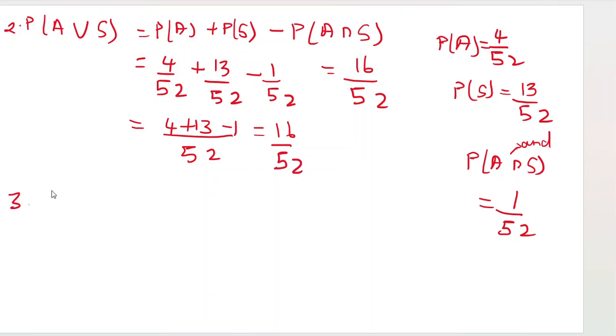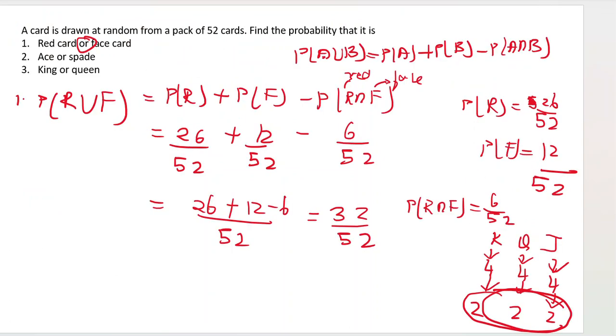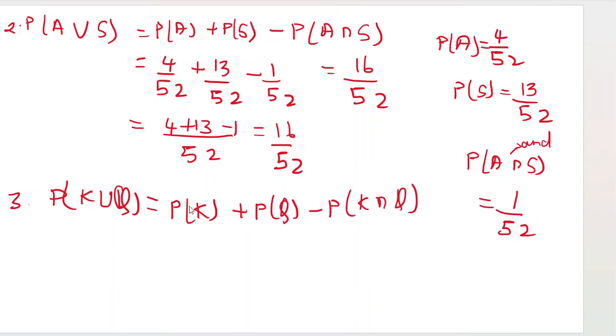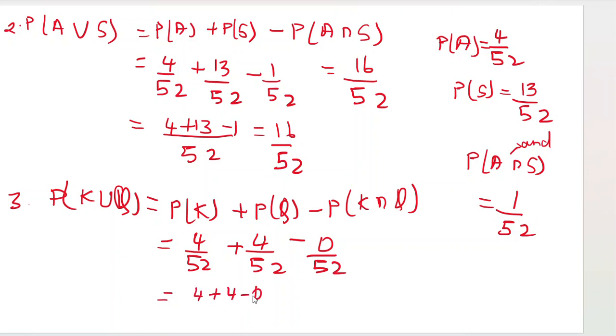Similarly, we do the third question, which is king or queen. So probability of king or queen is equal to probability of king plus probability of queen minus probability of king intersection queen. There are 4 kings, 4 queens, total cards are 52. A card which is both king as well as queen is not possible, therefore we write 0 upon 52. So we get 4 plus 4 minus 0 upon 52, which is 8 upon 52.